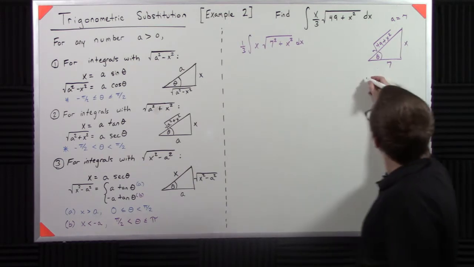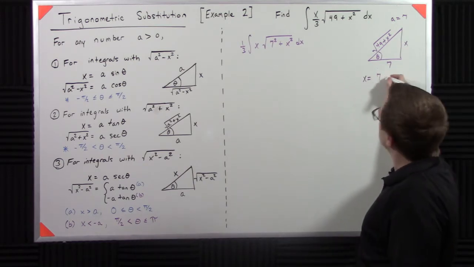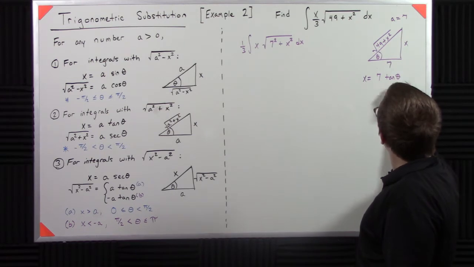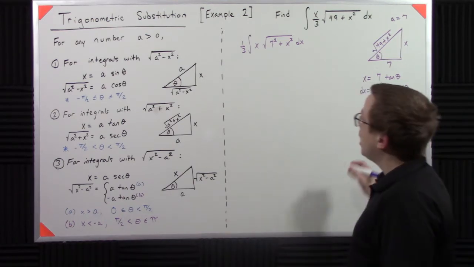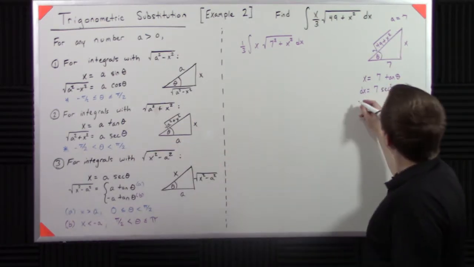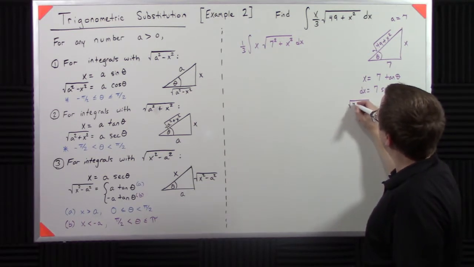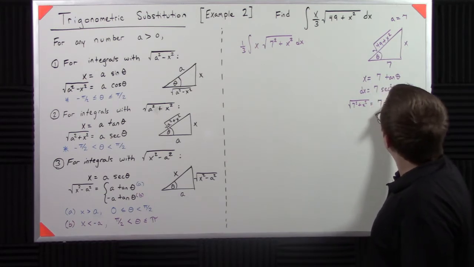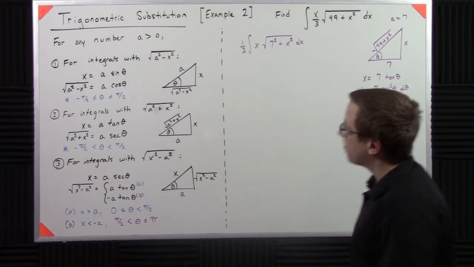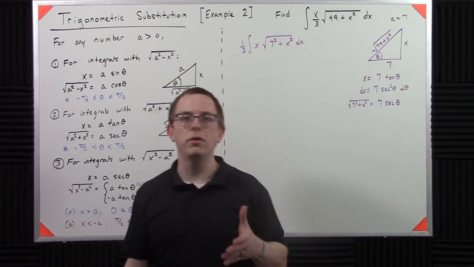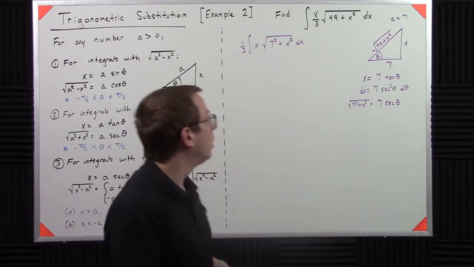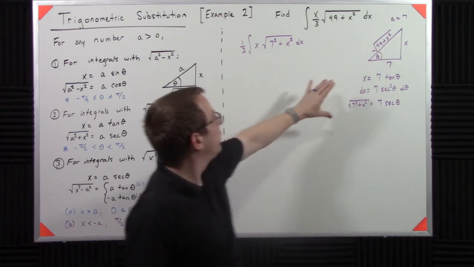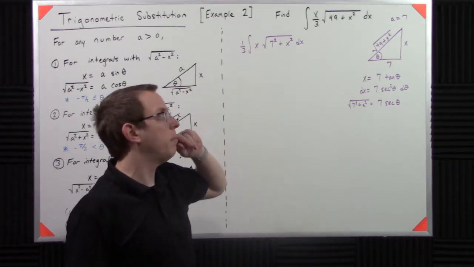I can say x is 7 tangent theta, so dx is 7 secant squared theta d theta. And then I also get that the square root of 7 squared plus x squared is 7 secant theta. So again, we can read directly off the template and then we can start plugging in. So I have this triangle, this piece. So I'm just going to match up.